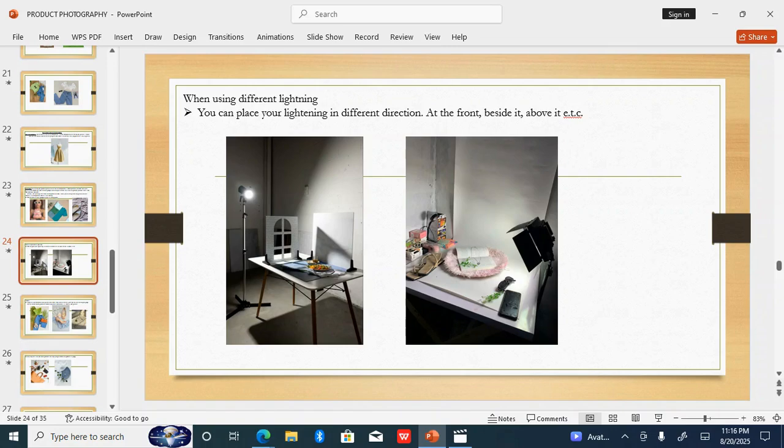But if you're using different lights, you can put one at the front, put one at the back, put one above it, put one beside it, anyhow you want to style. But if you're just using one light, ensure that it is going directly onto the product. And also ensure that the light on the product is not too much. If I'm taking my product picture, I don't put my light on 100%, so you can reduce it.